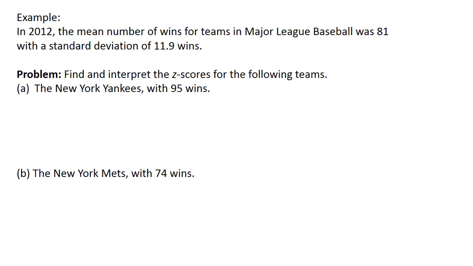Here's an example. In 2012, the mean number of wins for teams in Major League Baseball was 81, with a standard deviation of 11.9 wins. So our problem is to find and interpret the z-scores for the following teams. The New York Yankees had 95 wins. So how do I calculate their z-score? I'll say z equals 95 minus the mean, which was 81, divided by the standard deviation of 11.9. And once this is calculated, you'll find that that is 1.18.